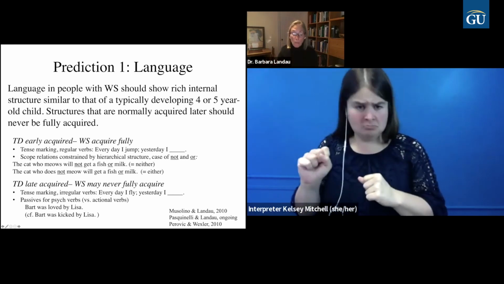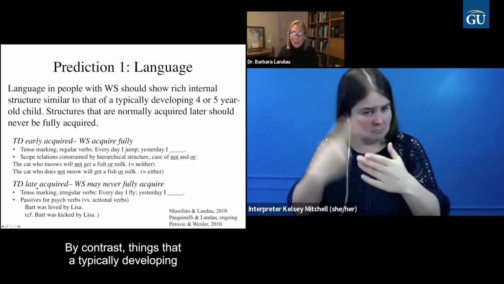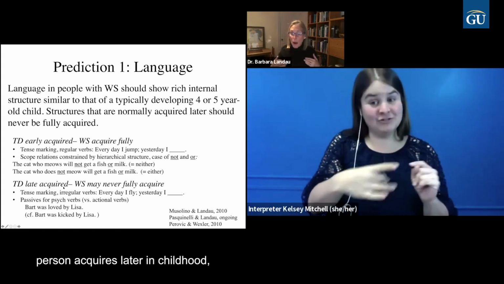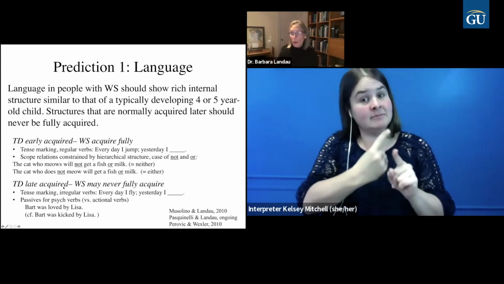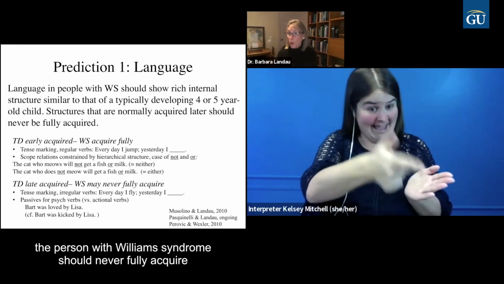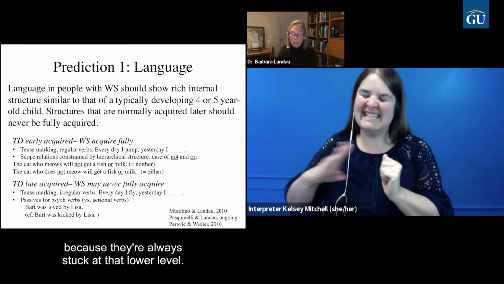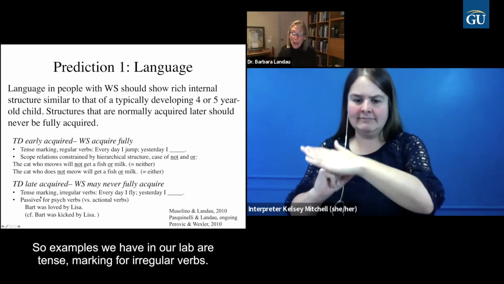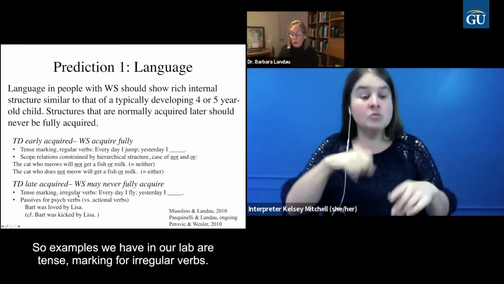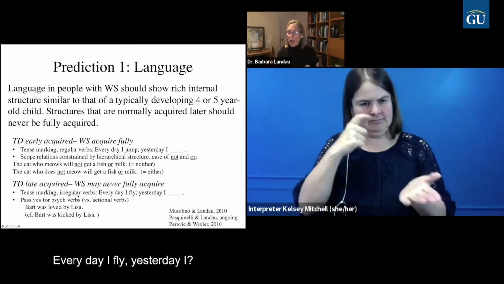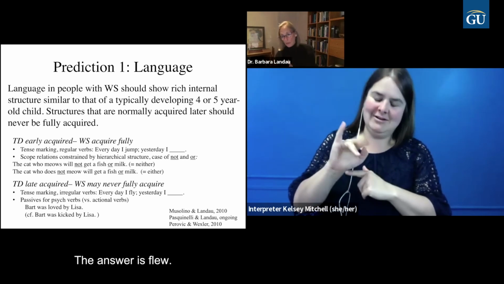No problem. By contrast, things that a typically developing person acquires later in childhood, the person with Williams syndrome should never fully acquire because they're always stuck at that lower level. So examples we have in our lab are tense marking for irregular verbs. Every day I fly, yesterday the answer is flew.